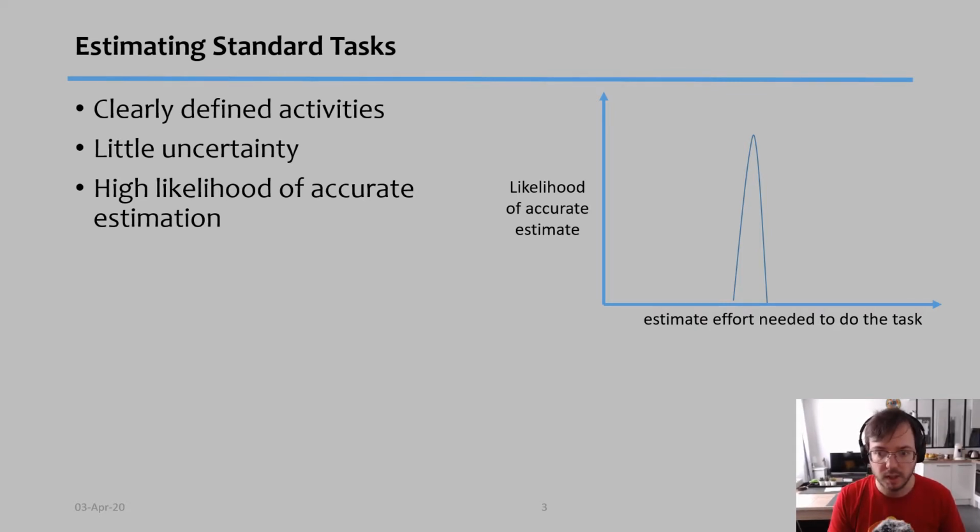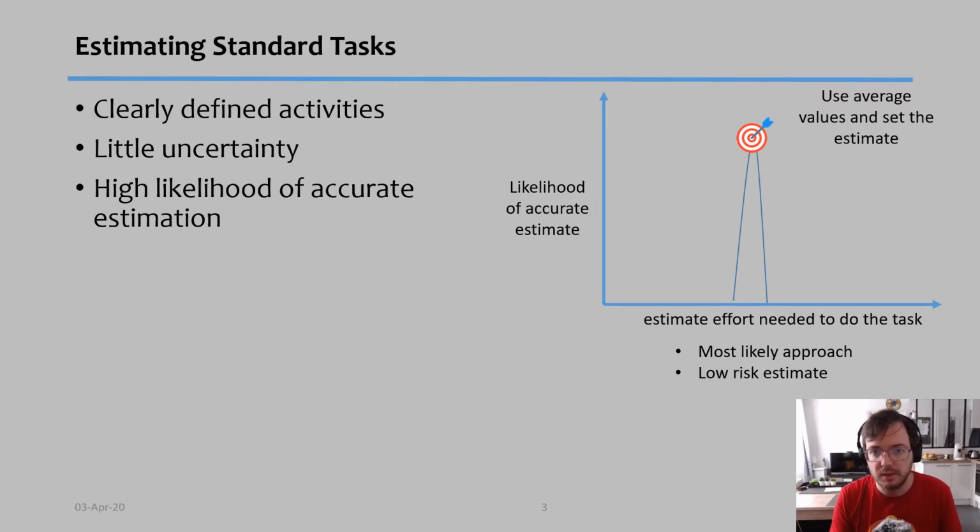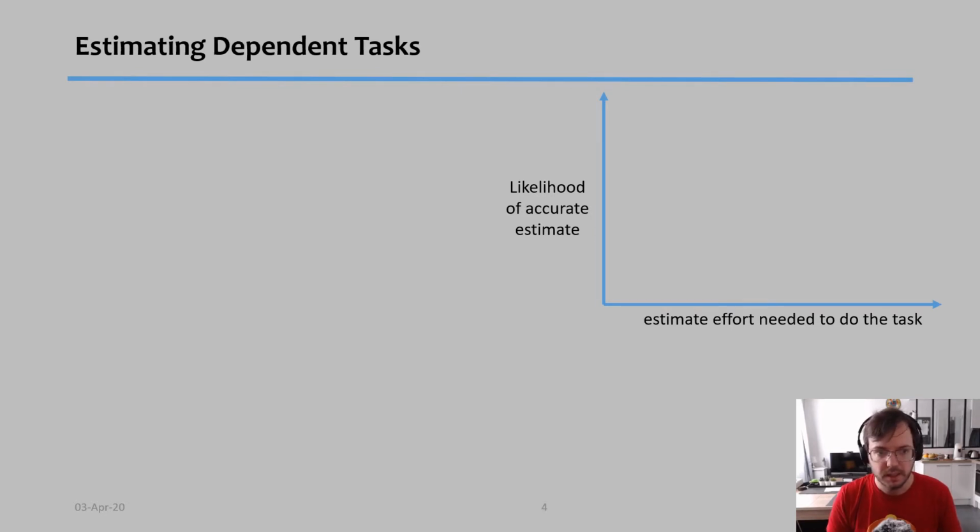So what you see there is that we have only one prediction. It's the most likely value, and there's a very low risk in this approach because we are very sure about what this task is. And so our target is right there, that value that we would use. So what is the number that we put? Typically, we put the average value that we get, and we use that average value to set the estimate for this task.